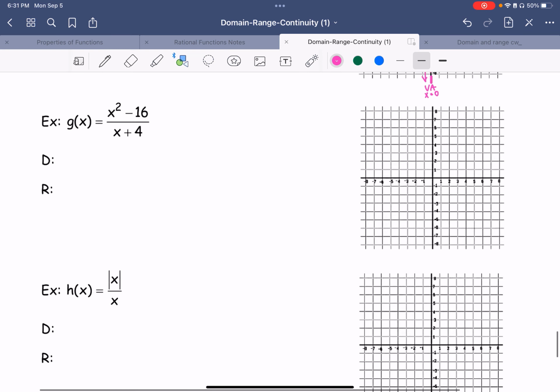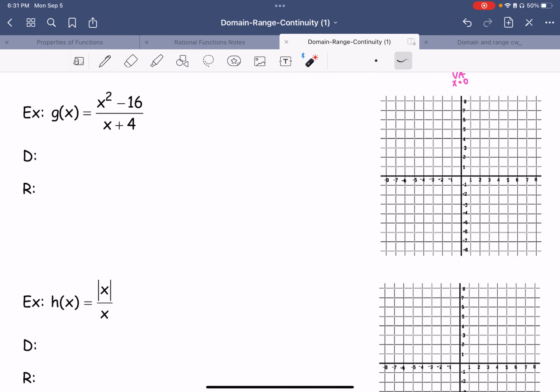Let's do another one. So here we have, again, another type of rational. We know it's rational because of the variable in the denominator. So what you have to do is first try to factor and simplify the fraction. Now that numerator is a case of difference of squares. So if you take the square root of both of these, let me draw my two factors. The square root of x squared is x, so x and x, because the square root and the square cancel. Now if I take the square root of 16, that would give me plus or minus 4.